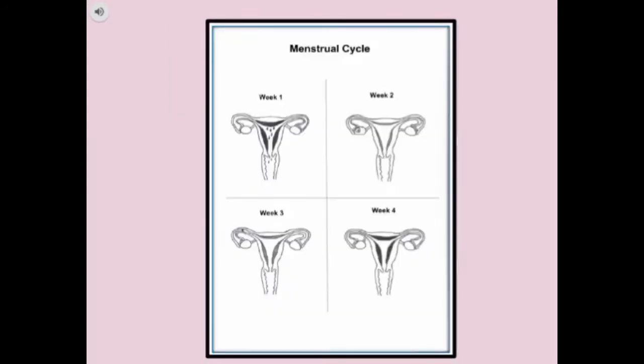We can see it again in this slide. We can see week 1 is when you have your period. Week 2, we see the ovum right here. It's going to be released out, and as it's being released out, the endometrium inside the uterus gets thicker. Week 4, it's really thick, and then the whole cycle happens again. Week 1, week 2, week 3, week 4, and then you get your period again.